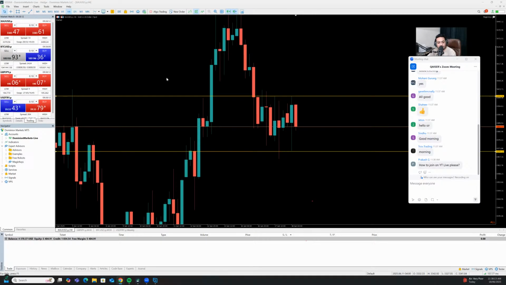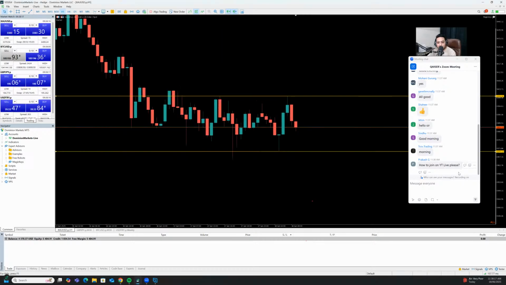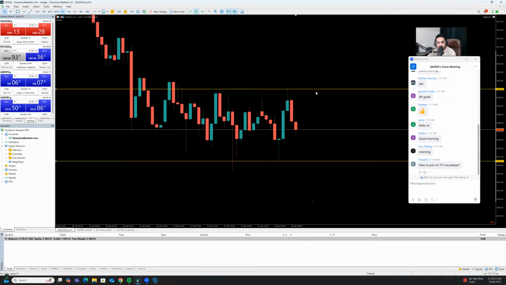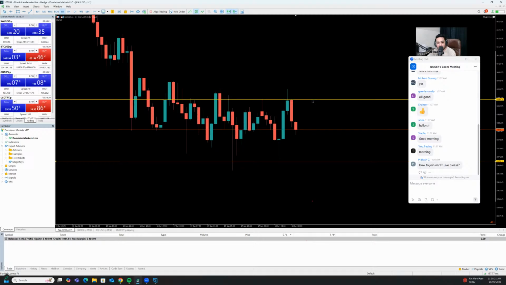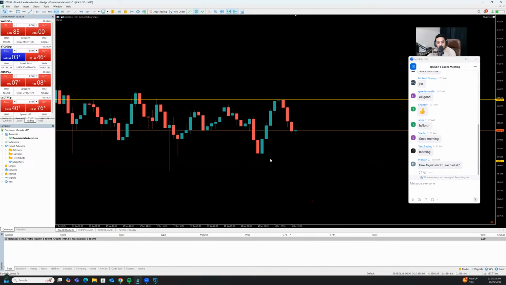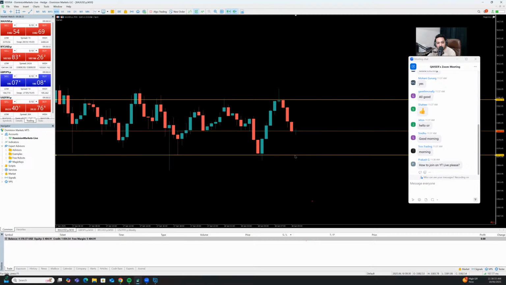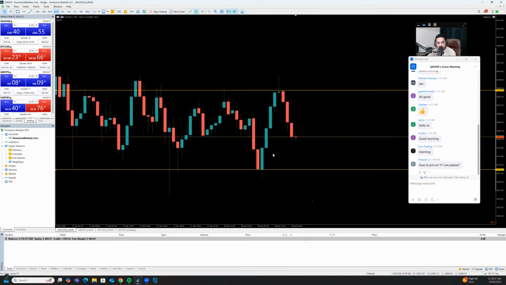From H4 I need to go to H1 to get a cleaner picture. Look at this one. It created a resistance here, and at the same time we have a support, but with wicks to the downside. So I go from H1 to M30 for a better picture. On M30 we got a very beautiful support here, and at the same time a resistance.